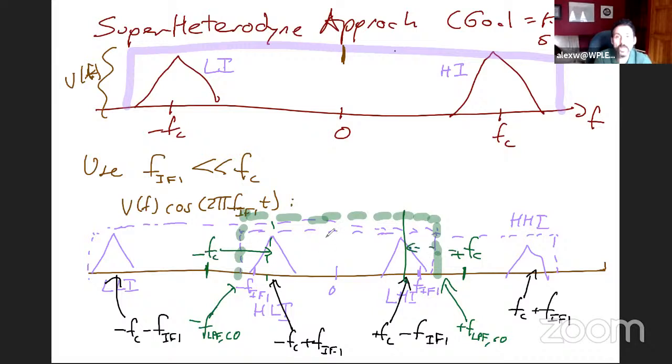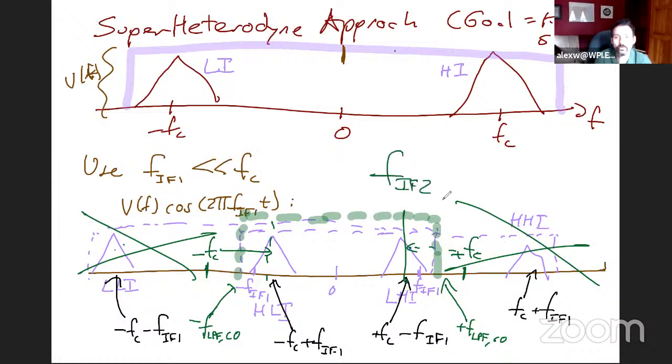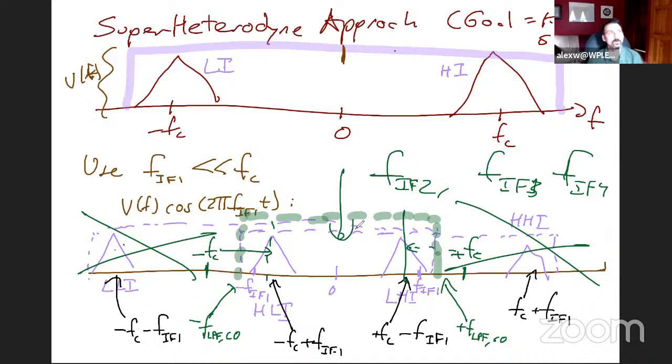All right. So these are rejected. Everything outside a low pass filter is rejected. So now I got this. I could do the same trick with, let's say, FIF2, FIF3, FIF4. I could keep on doing this all day until I get them all onto zero, or a low enough frequency that I can work off of a very low frequency passband signal. And there are receivers that can do that too.